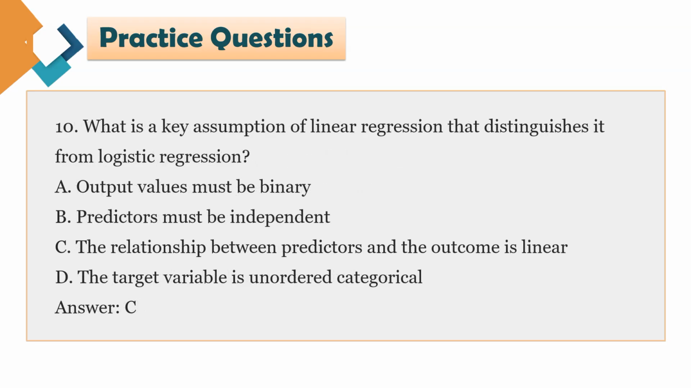10. What is a key assumption of linear regression that distinguishes it from logistic regression? A. Output values must be binary. B. Predictors must be independent. C. The relationship between predictors and the outcome is linear. D. The target variable is unordered categorical. Answer: C.